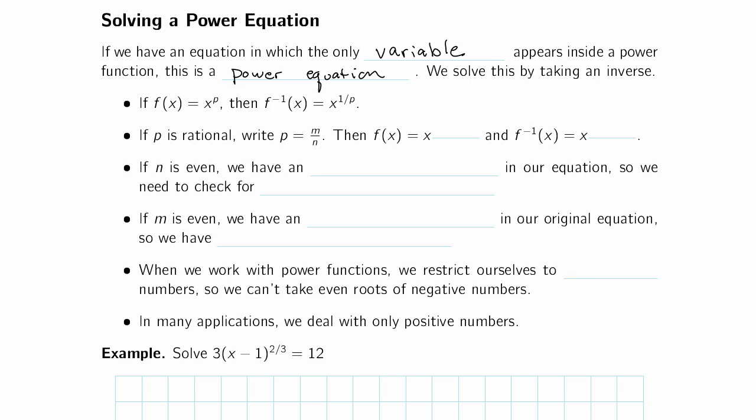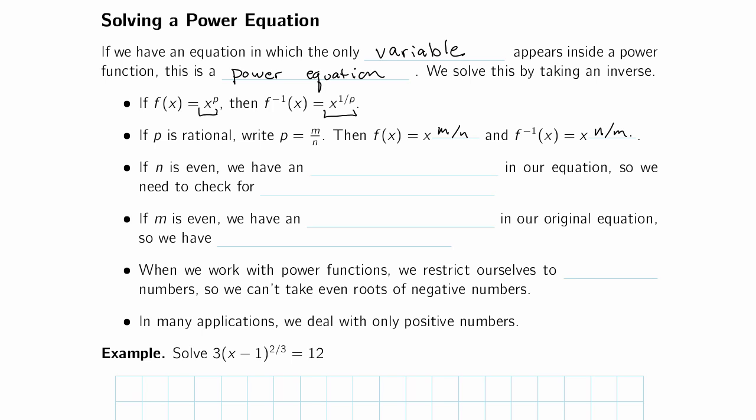The inverse of x to the p is just x to the 1 over p. So we take the reciprocal. And remember, with fractions, if f of x is x to the m over n, then f inverse is x to the n over m, taking the reciprocal of that fraction again.